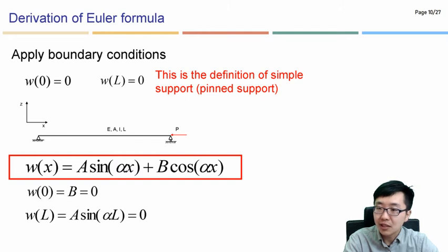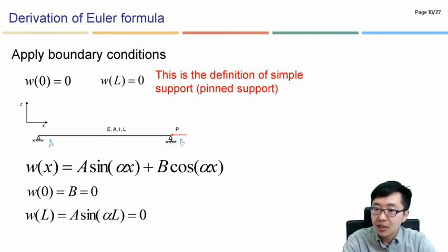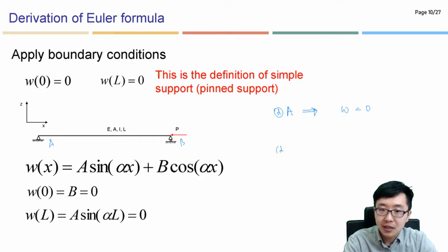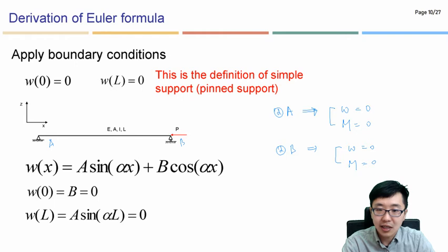In the case of boundary conditions, think about it, this is the simply supported case. So let's say this is A and this is B, and at A, the deflection should be 0. At B, the deflection should be 0. Can you understand? At the same time, the moment should also be 0. What I'm talking about is, again, simply supported and clamped or fixed.